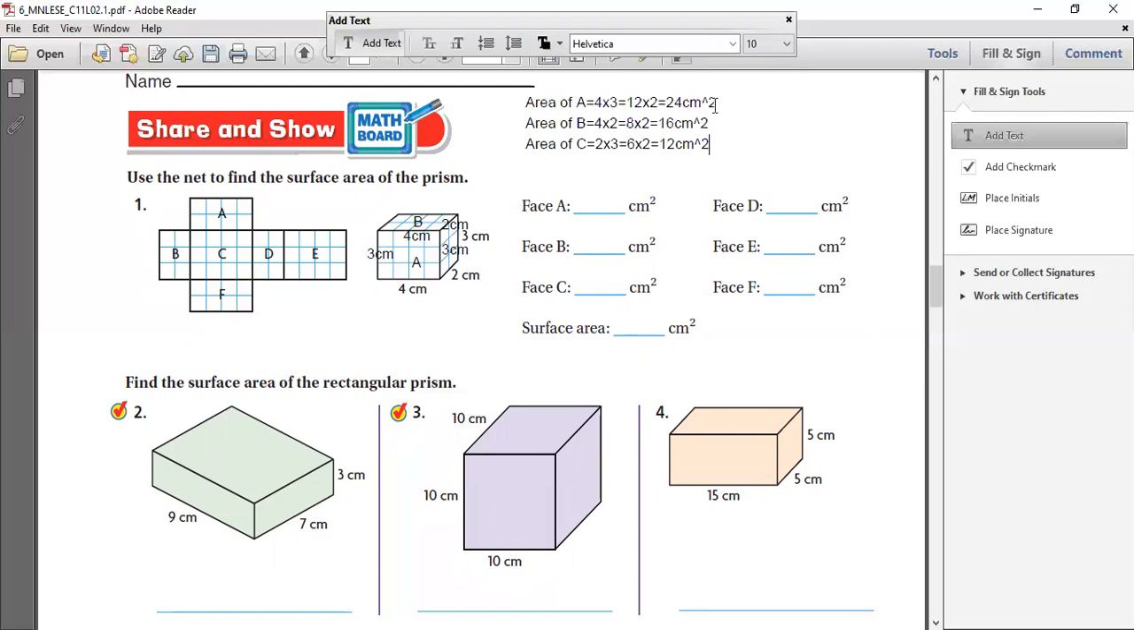Right? Now, are we done with the question? Of course not. We have to find the surface area, which is going to be the adding of all of this. So we are going to add 24 plus 16 plus 12. How much is 24 plus 16? 24 plus 16 is 40. 40 plus 12 is going to give you 52 square centimeter. Okay, so this is going to be your answer.